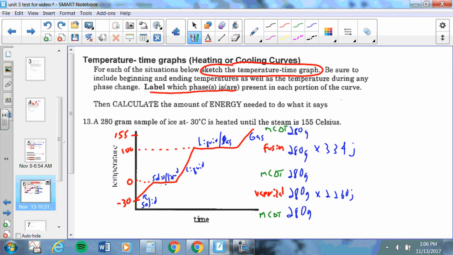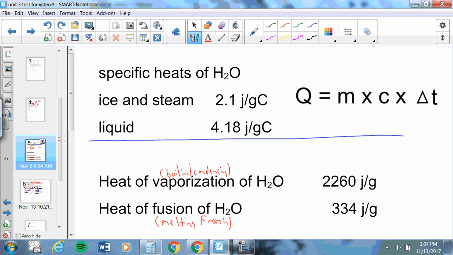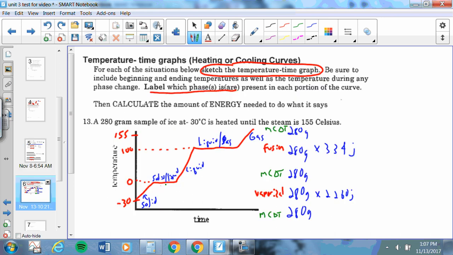The M I've already done for every one of them. It's the same 280 gram sample. It's the C's and the delta T's that are going to be different. This first section, that's when it's a solid. So the specific heat of a solid ice is 2.1 joules per gram degree Celsius. Change in temp to get from negative 30 up to 0 is a change of 30 degrees Celsius.